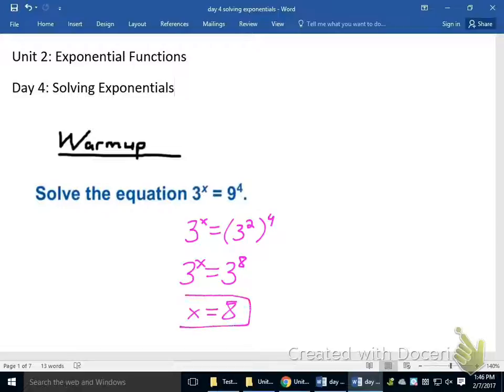I'm actually dropping my bases there. There is a step that's actually taking away, and we'll get to that later in this unit, but right now you need to understand how to get the bases to match in order for them to be canceled out.